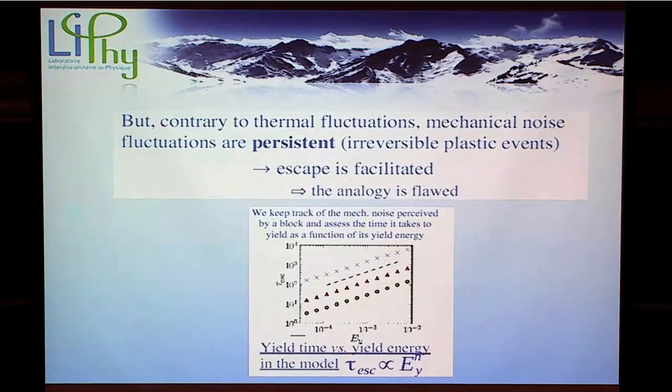Why? First of all, one argument that you can give is when you have a rearrangement somewhere, that means that elsewhere there is a persistent change of the boundary conditions. It's not like a random kick that is done in a temperature situation, right? So mechanical noise fluctuations are persistent. And then within the model that I just showed you, which is the mesoscopic model, you can calculate the escape time as a function of the yield energy, and you find that it's power law instead of exponential, which means that it's much easier to escape. So which means that the analogy would be flawed.